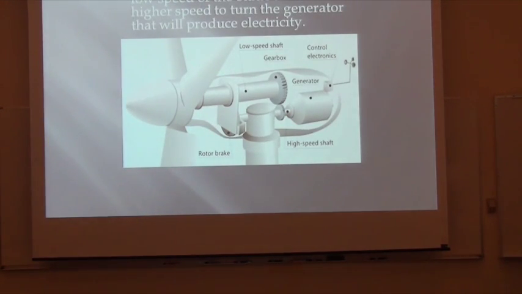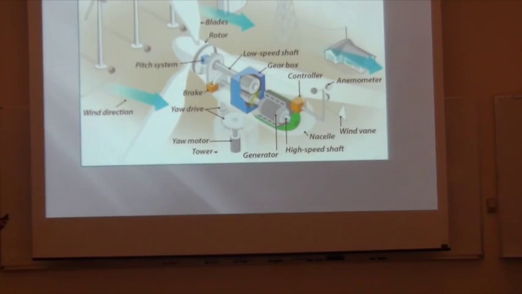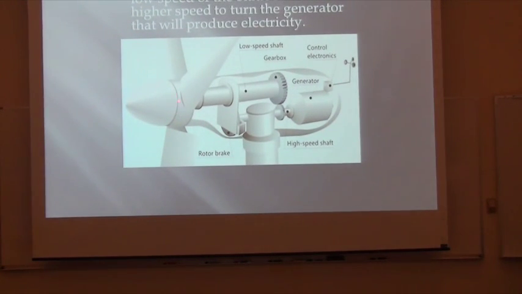This is a simple outlook of the wind turbine. First, you will see the wind blades, and this is the low speed shaft. Then the gearbox. This is a simple gearbox with two gears, and then the generator and control electronics.